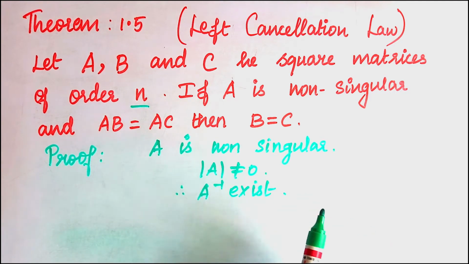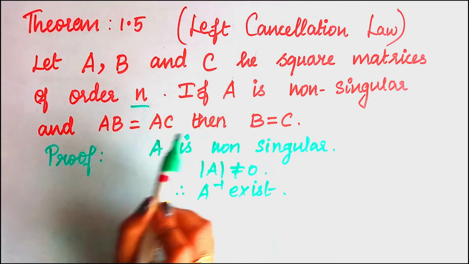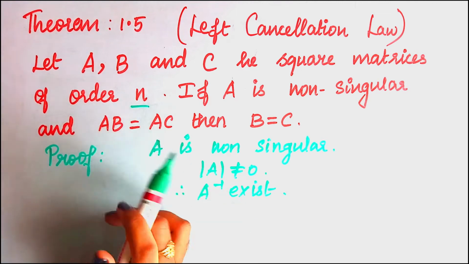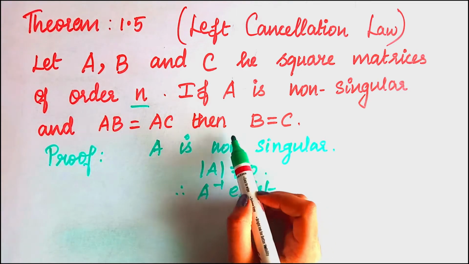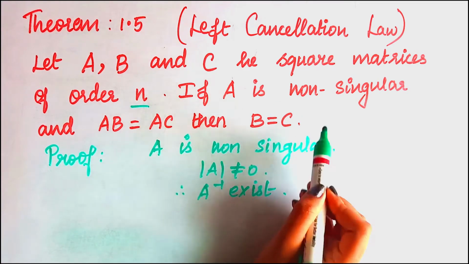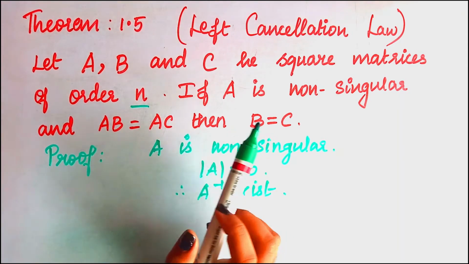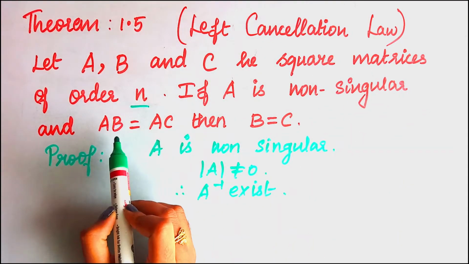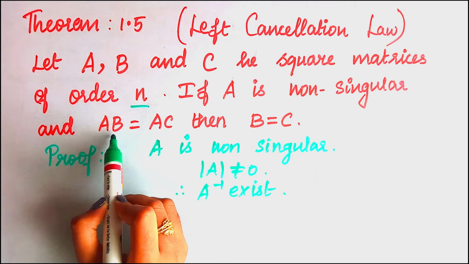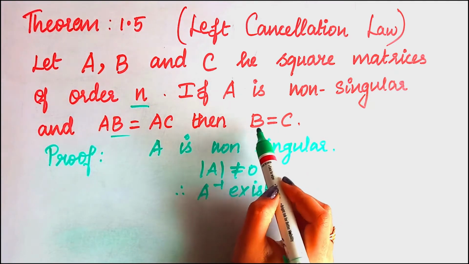Now they have given an additional statement, which is AB is equal to AC. Then we have to prove that B equals C. So I'll add a tip on why they are calling this theorem the left cancellation law. Here you can see that AB is equal to AC, so they have given this statement, and we have to prove B equals C.